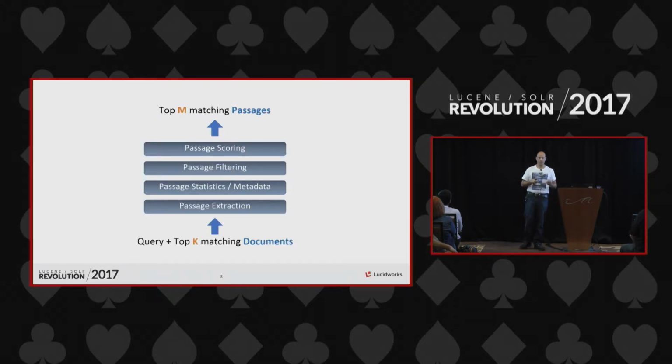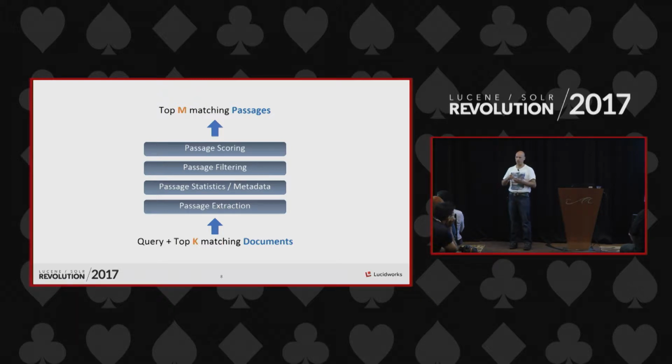OK, so now I'll describe how we extract passages, or how we do passage search. And again, our goal is to start from a query and top K matching documents. This is Lucene and Solr. This is what we get. We submit a query, and we get back documents. And the question is how we transform those query and documents into passages. And we'll go through 4 steps, which are quite intuitive.